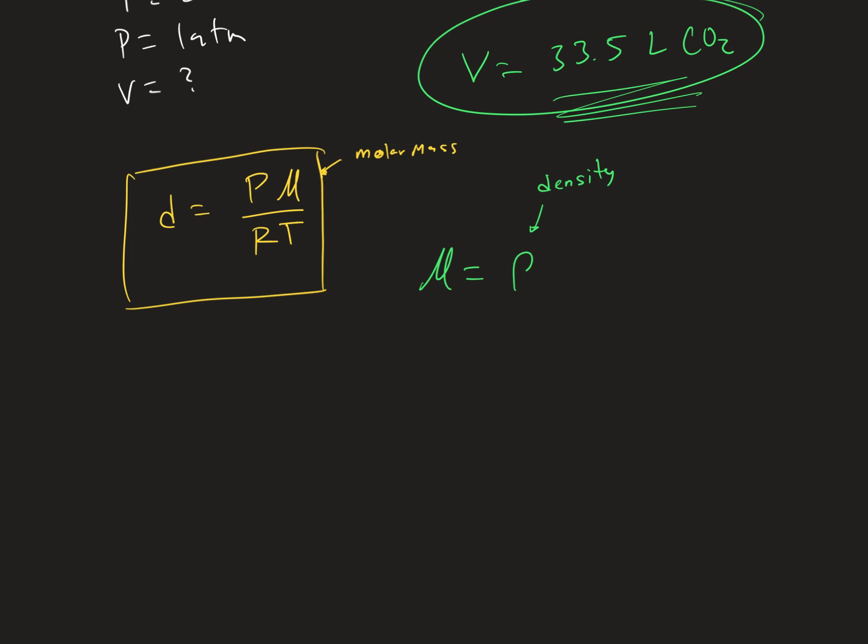I don't know if you've noticed that. Times RT divided by pressure. You get the difference between this rho and the P? If you want to write it as D, I'm okay with that, but just on this reference sheet that you get, that's how it's written, unfortunately.